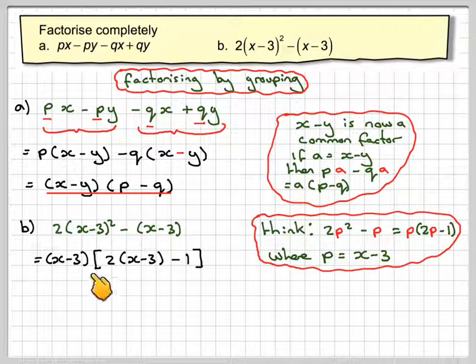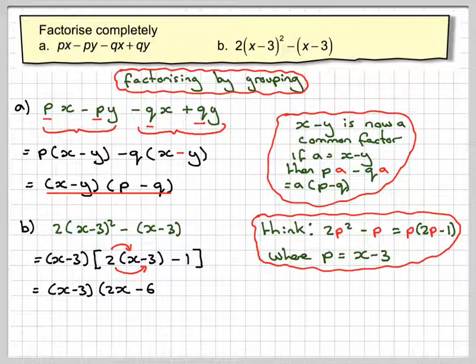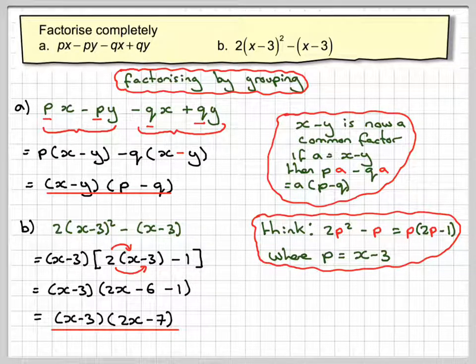Close bracket. So if you use a second set of brackets, you should make them square. Now we need to simplify this. So this becomes (x - 3)[2 times x, and then 2 times -3, which is -6, and then we've still got -1 on the end]. And then we've got -6 - 1, so the final answer becomes (x - 3)(2x - 7).